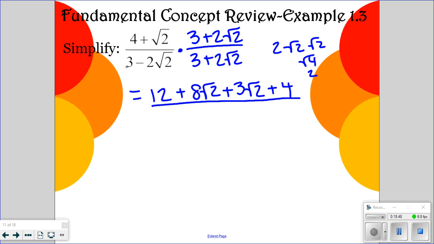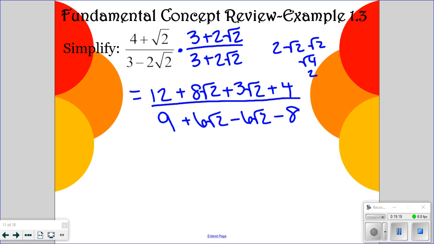For the denominator, you're going to do 3 times 3, 9. And then you're going to have 3 times 2 square roots of 2, 6 square roots of 2. 3 times negative 2 square roots of 2, negative 6 square roots of 2. And then minus, we have 4. And then square root of 2 times square root of 2 is just a 2, because it's square root of 4, which is 2. So 4 times 2 is 8.